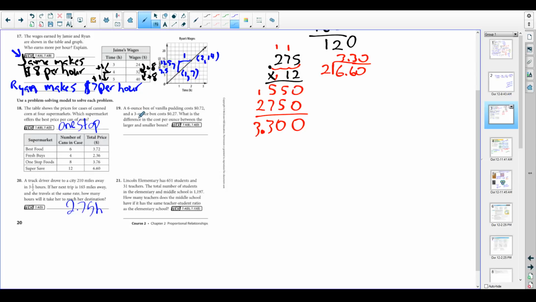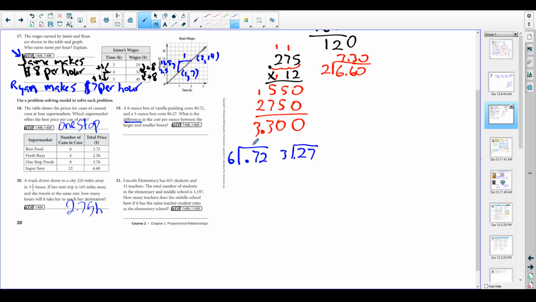Alright, almost there. This one doesn't seem so bad. A 6-ounce box is 72 cents. A 3-ounce box is 27 cents. What's the difference in cost per ounce between the big and small boxes? So if we want cost per ounce, that's unit rate. We said that's division. So we have 72 cents divided by 6 and 27 cents divided by 3.